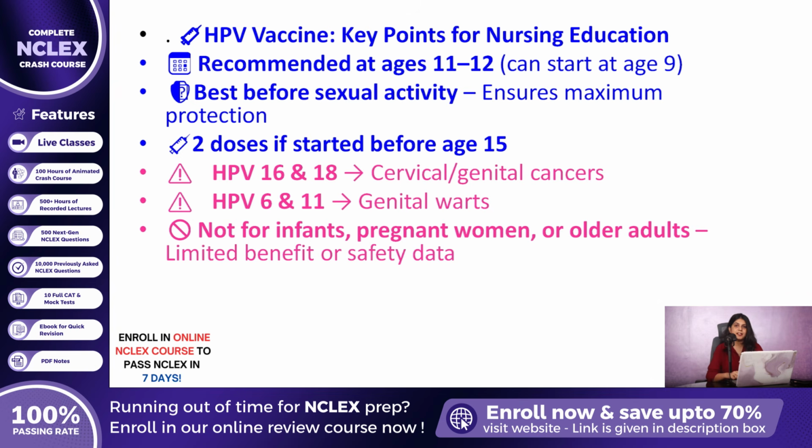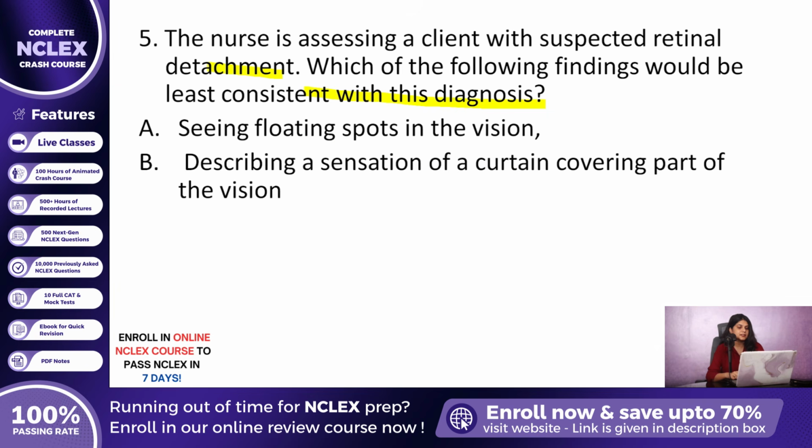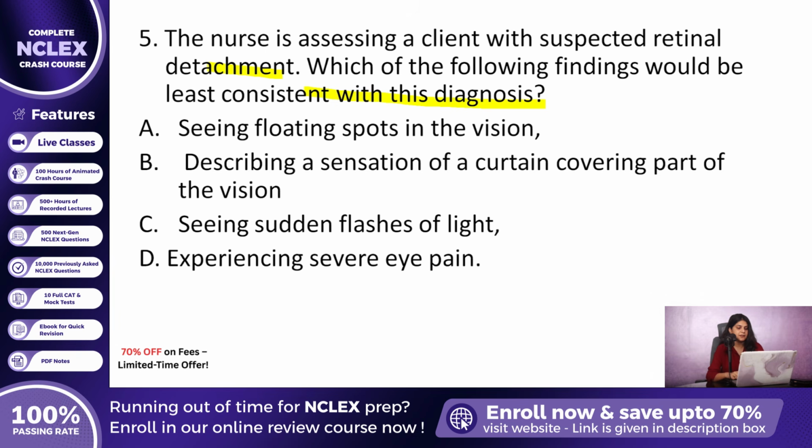Let us consider a critical care visual emergency that tests your understanding of ocular assessment. Question 5. The nurse is assessing a client with suspected retinal detachment. Which of the following findings would be least consistent with this diagnosis? The options are A, seeing floating spots in the vision, B, describing a sensation of a curtain covering part of the vision, C, seeing sudden flashes of light, or D, experiencing severe eye pain.